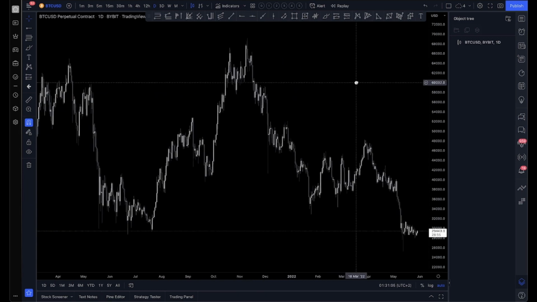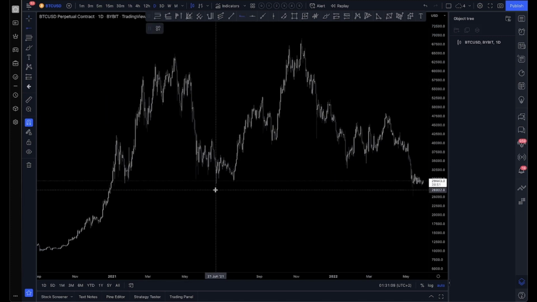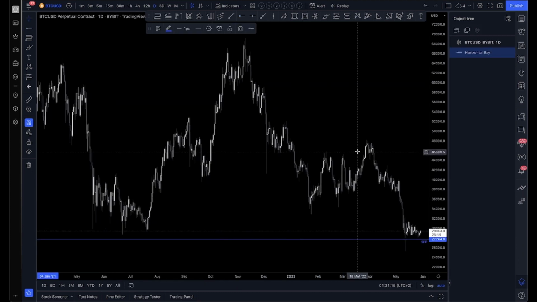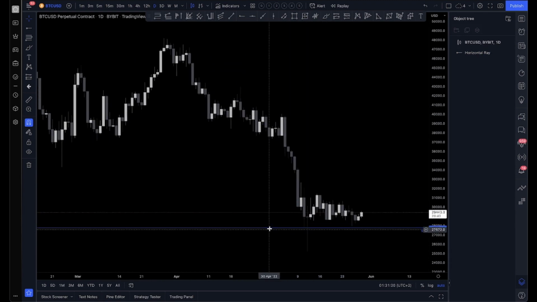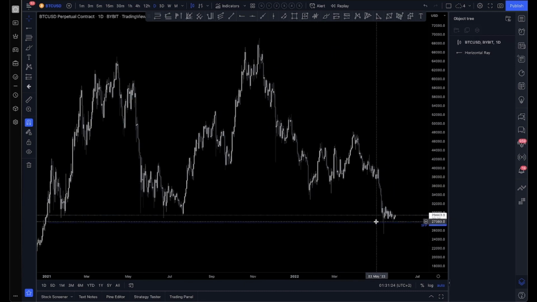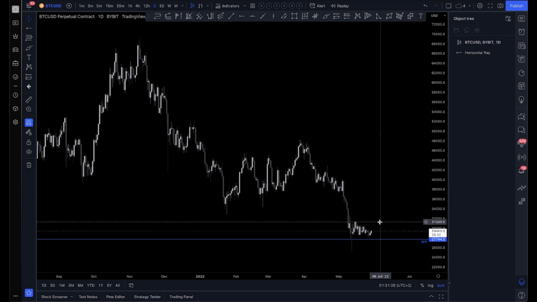And also, for example, we have this SFP of these lows from the beginning of the year, and you can see how it wicked down, took out this low, and then closed back above and started ranging.